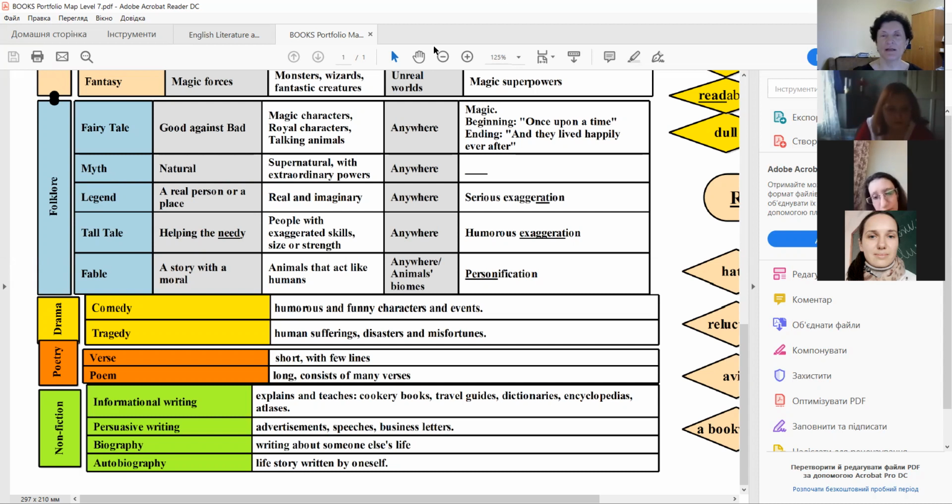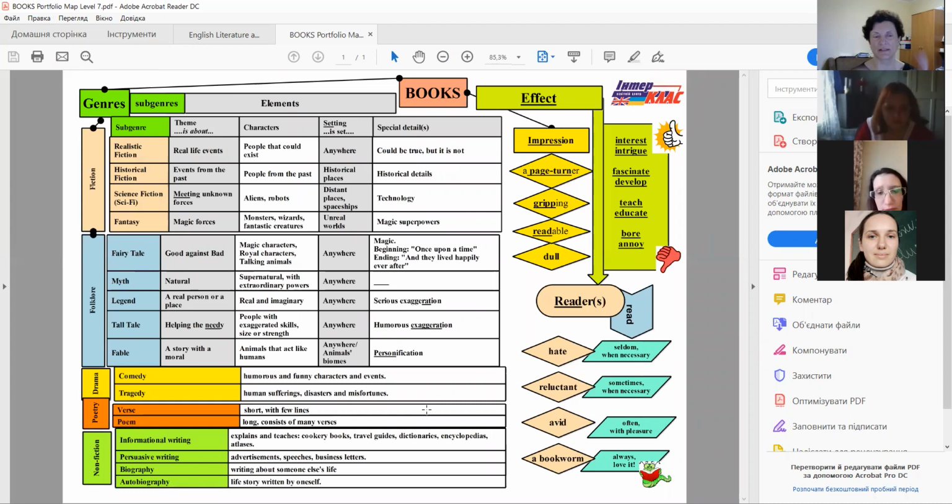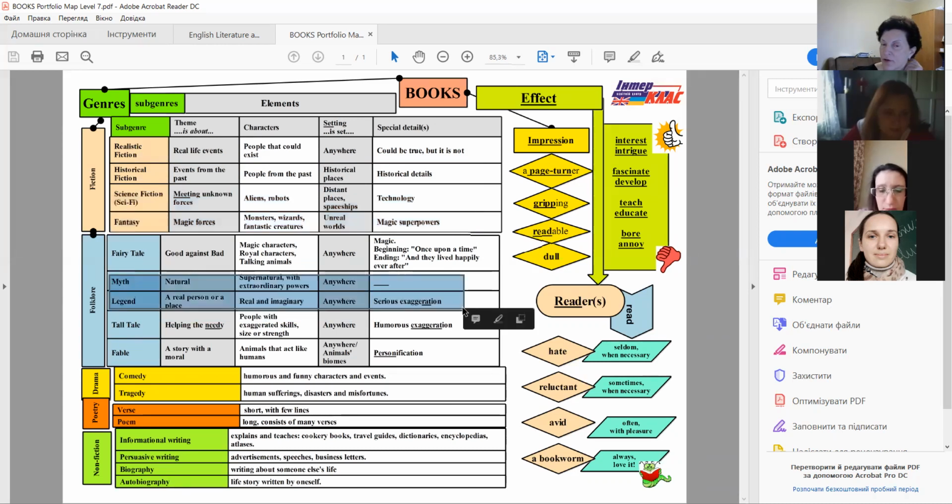Yeah, very good. So now let's look at all the genres altogether. And could you please tell me what genres are very close to each other? What genres are very similar to each other? Or subgenres. They are realistic and historical fiction. Yeah? They have very much in common. They are science fiction and fantasy. Yeah? And they are a myth and a legend, because very often the myths and the legends, they are mixed. They are difficult to tell one from the other. Okay, thank you. That was very good.